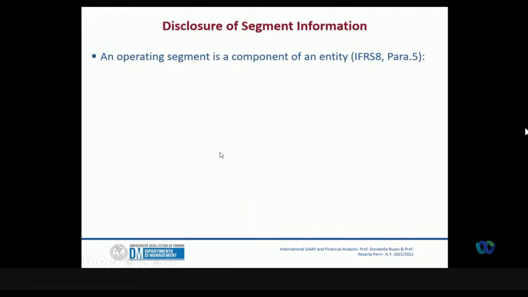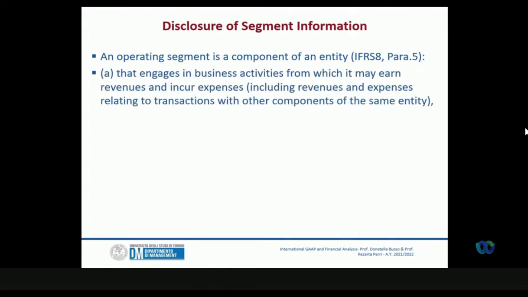What are the disclosures of segment information laid out in IFRS 8? For example, paragraph 5 says that an operating segment is a component of an entity that engages in business activities from which it may earn revenue and incur expenses, including revenues and expenses relating to transactions with other components of the same entity. Remember that the business activities in which the segment is engaged can be internal business activities.